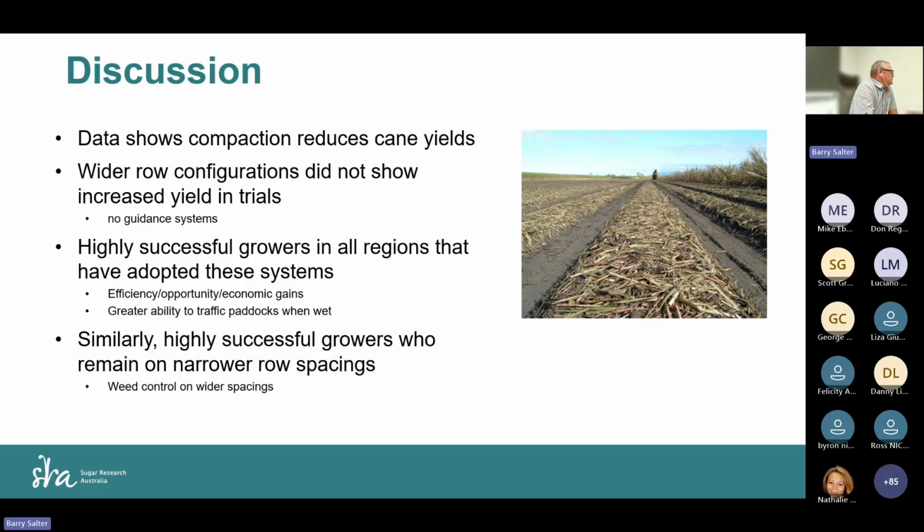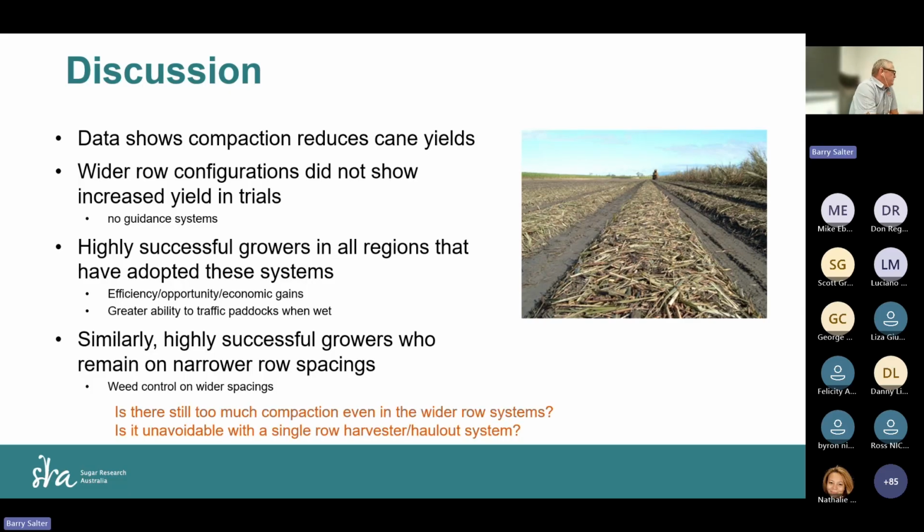But similarly, there are also highly successful growers that have remained on the narrow row spacings, and that's the case up and down the coast too. From our point of view, we often hear that, particularly on 1.8 metre singles, it's weed control that growers are really concerned about. So from my point of view, I wonder whether there's still too much compaction in the system, even in our wide row spacings or wide row systems.